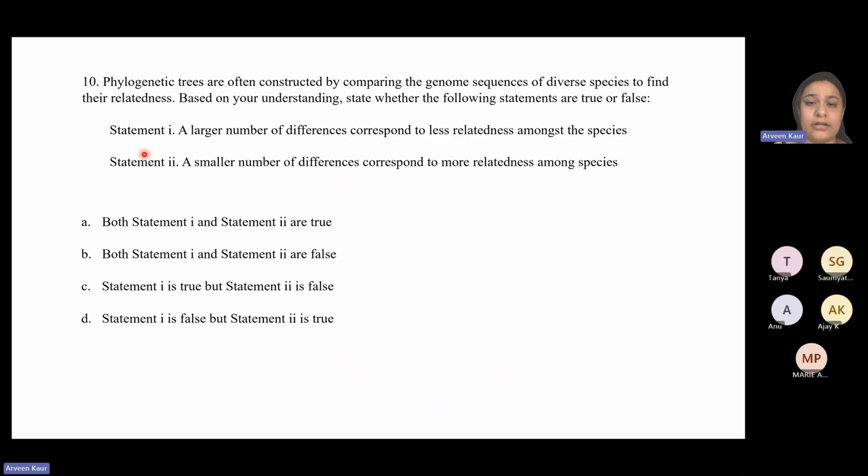Coming on to our final question, question number 10. It says phylogenetic trees are often constructed by comparing genome sequences of diverse species to find their relatedness. Based on your understanding, state whether the following statements are true or false. Statement 1 says a large number of differences corresponds to less relatedness among species, while statement 2 says a smaller number of differences corresponds to more relatedness among species. So which one do you think is true? Are both of them true? Are both false? Is statement 1 true but statement 2 false? Or is statement D? Yeah.